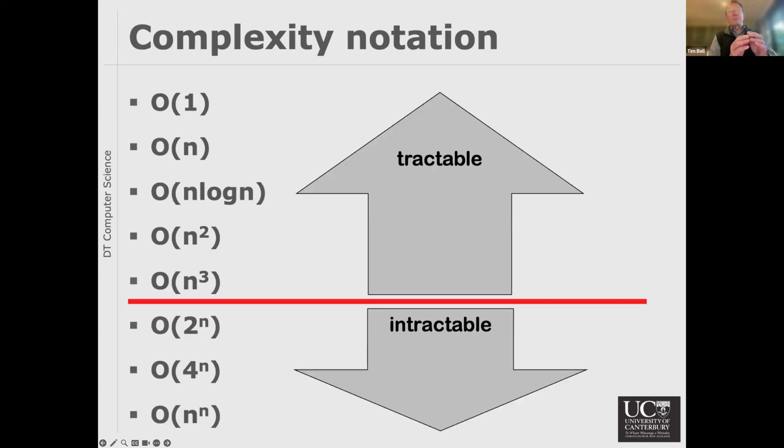So in general, if something is order n or n log n or log n or n squared or n cubed or even n to the power of 6, although really there are no algorithms that are n to the power of 6, but theoretically, we would say that's tractable.